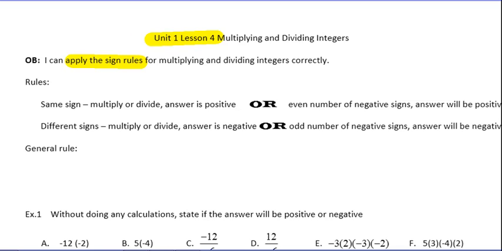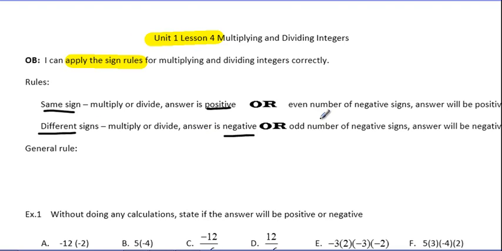Basically the rules are simple, similar to addition and subtraction. We're looking for what type of signs our numbers have. Same signs will have one rule, different signs will have another rule. When you have same signs in multiplication or division, remember that your answer is positive. If you have different signs, your answer is going to be negative. Same sign positive, different signs negative.